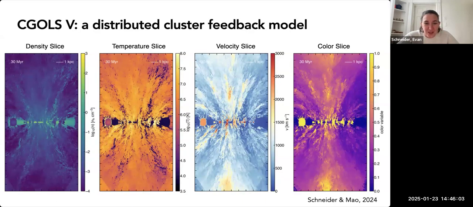All right, so I want to show now a little bit more quantitatively what some of the features of the simulation and the outflow look like. These are slices through the center of the computational domain, going from left to right. We have the number density, the temperature, the velocity, and the color, which is just a passive scalar that we advect with the fluid, which allows us to trace where the gas in the outflow came from, whether it was ISM material or material that was associated with a cluster injection site.